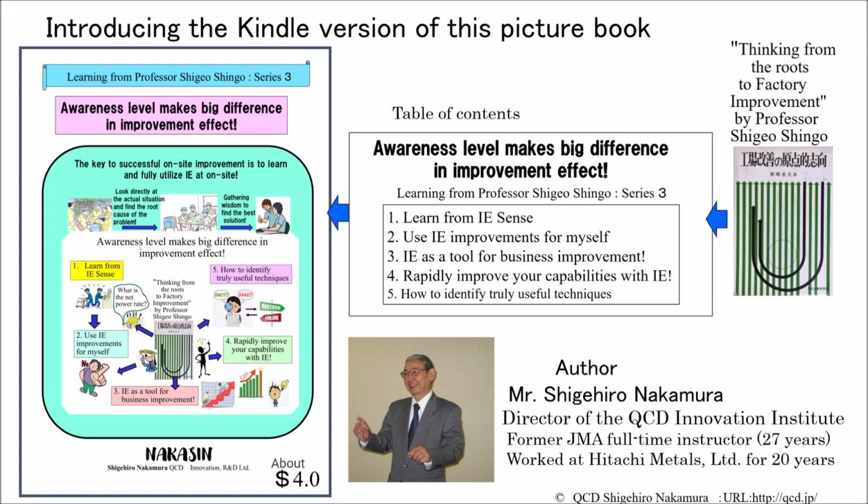This time, I will be adding "Thinking from the Roots to Factory Improvement" to the world-famous "Systematic Thinking for Factory Improvement" written by Professor Shigeo Shingo, and as the third in the series, I will introduce how to use it in a picture book, focusing on the content that Mr. Shigehiro Nakamura, NAKASIN, actually used.